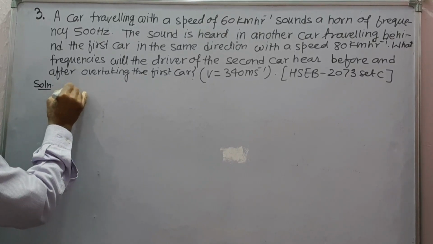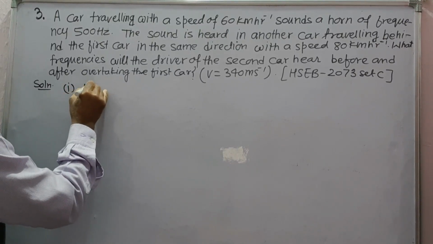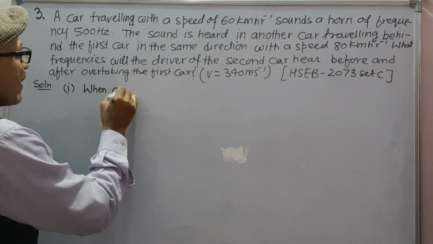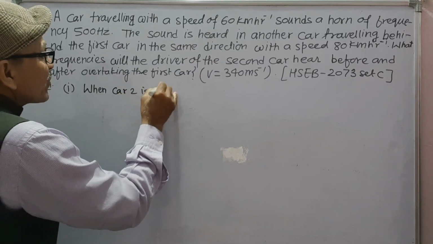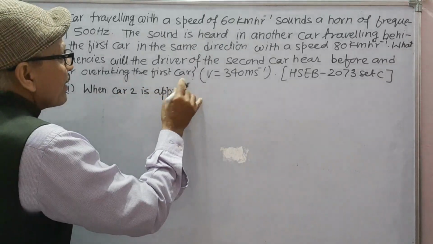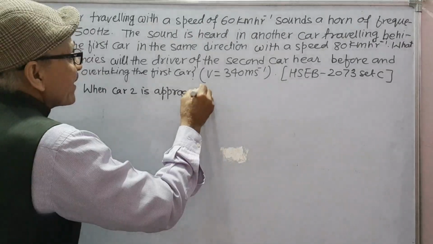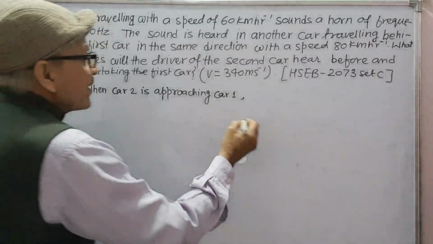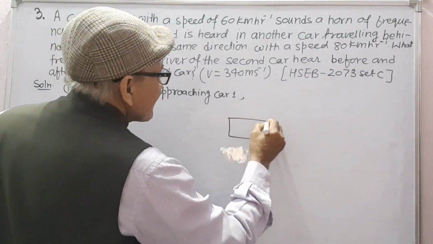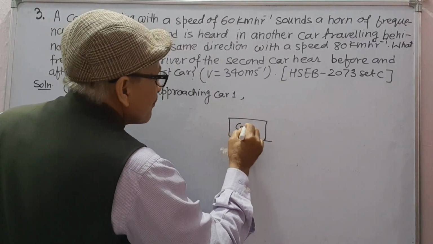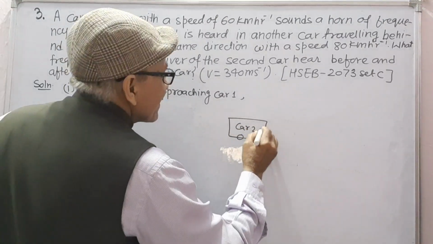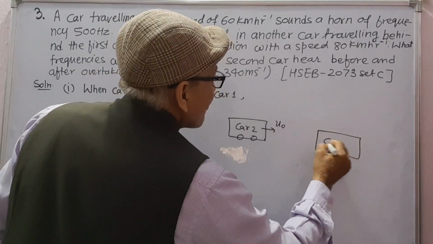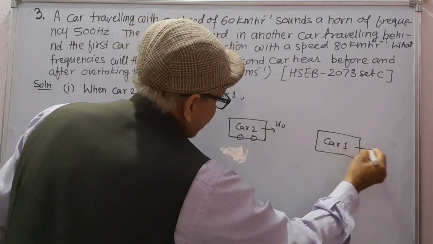In the first case, when car 2 is approaching car 1, then this will be the case. This is car 2, which will be acting as observer. This is car 1, acting as source.